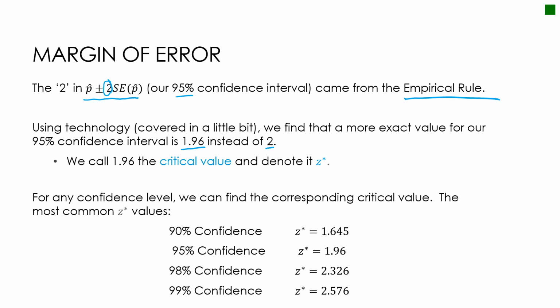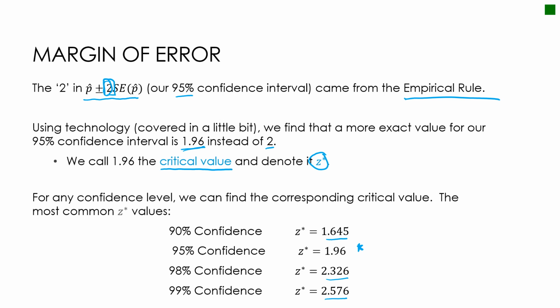So that number that we use is called a critical value, and it looks like z star. So what I will be looking at is instead of using 2, I would use 1.96 if I wanted 95% confidence. Or if I wanted 90% confidence, I'd use 1.645, or 98% confidence, 2.326, or 99% confidence, etc.